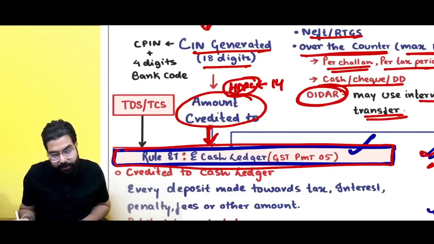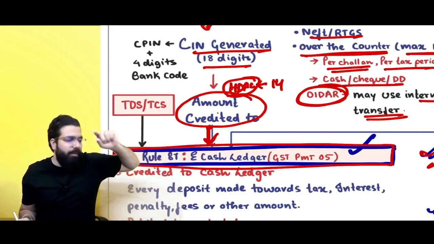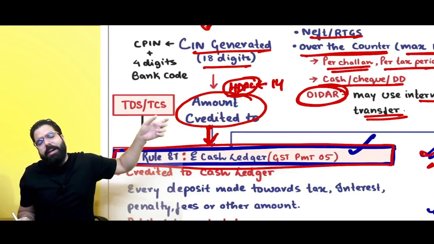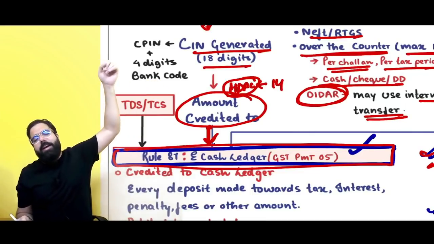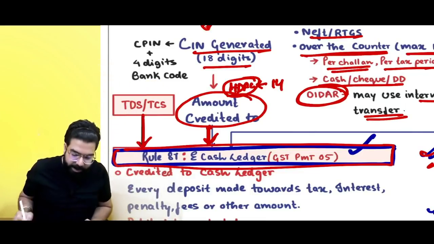Yes, sir. Point is clear. Always remember one thing: when you have paid someone, and someone has deducted TDS or TCS on your behalf, when they deposit it with the government, the government will give you the credit of TDS and TCS also in your e-cash ledger.